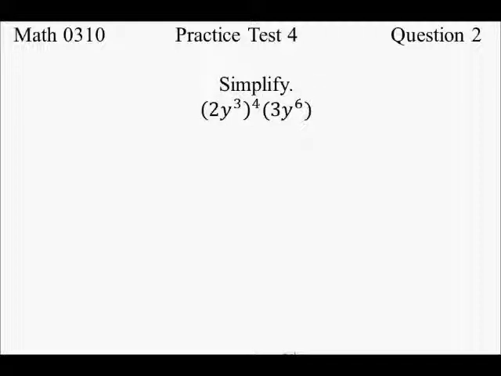Question 2, we want to simplify. So we have this quantity 2y to the 3rd, and that is to the 4th power, and then we're multiplying that times 3y to the 6th. So notice here we have an exponent on the outside of a quantity, and like we talked about in question 1, that power is going to distribute and apply to each term in the quantity.